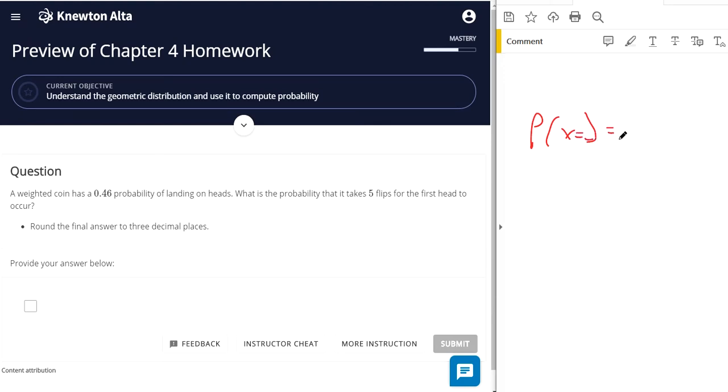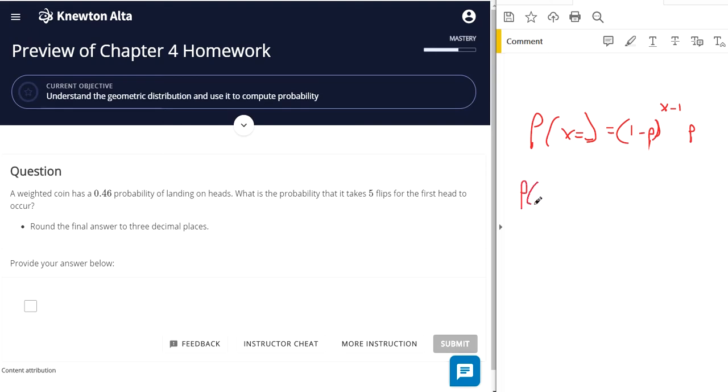The probability of a geometric event is found this way: the probability that x equals something, the probability that it takes, say, 10 tries until you reach a success, is found by taking the probability that you fail, raised to the power x minus 1, and then times the probability of success to the first power. So that's the geometric formula, and you can see it written in equivalent but different ways.